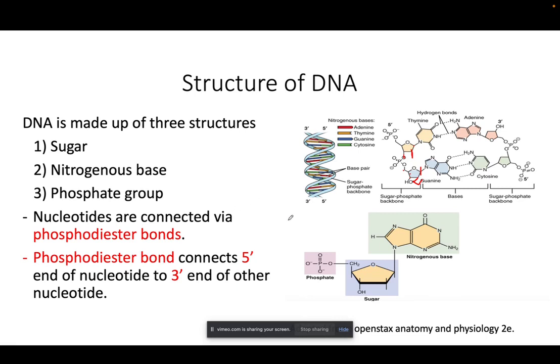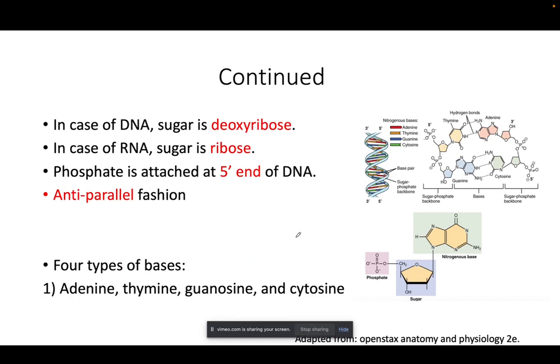Okay, so let's move on to the next one. Again, this is something that I have already mentioned. In the case of DNA, the sugar is deoxyribose sugar, and in the case of RNA, the sugar is ribose, and I've already mentioned the difference between the deoxyribose sugar and the ribose sugar.